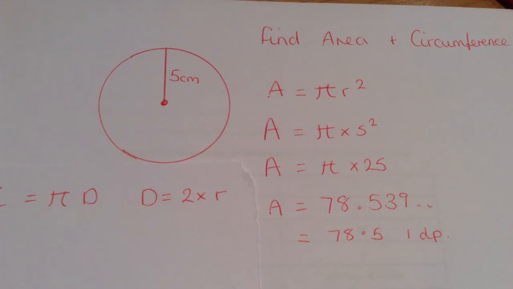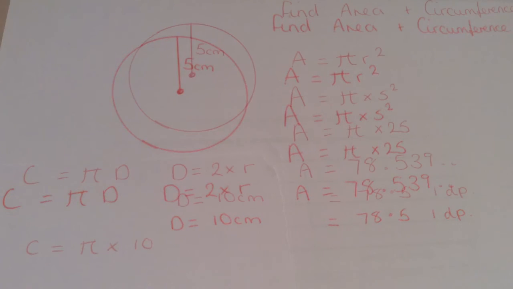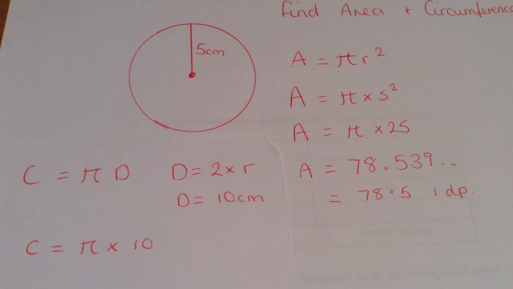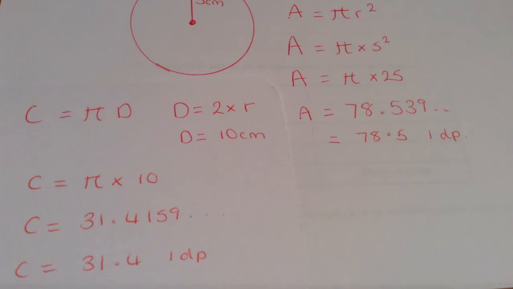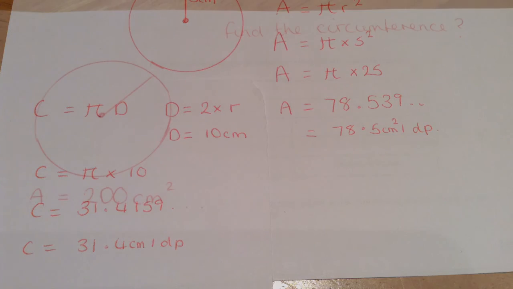Now, we don't have the diameter, we have the radius, but our diameter will be 2 times the radius, so it's just 10. So we substitute into our formula, and we now have C equals pi times 10. And we put that into our calculator, and we get that our circumference is going to be 31.4159, which we can round to 31.4 to 1 decimal place, and that one would be centimetres.